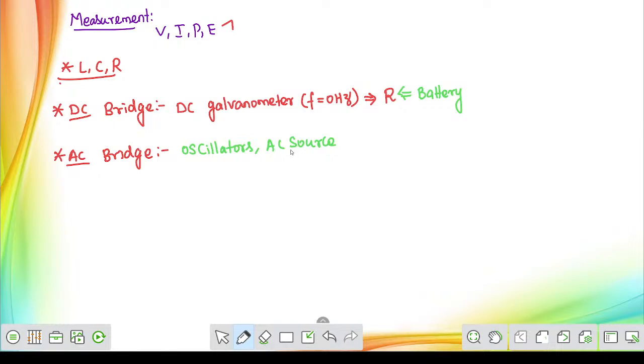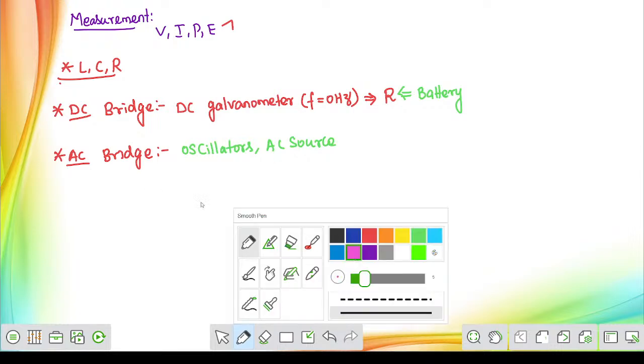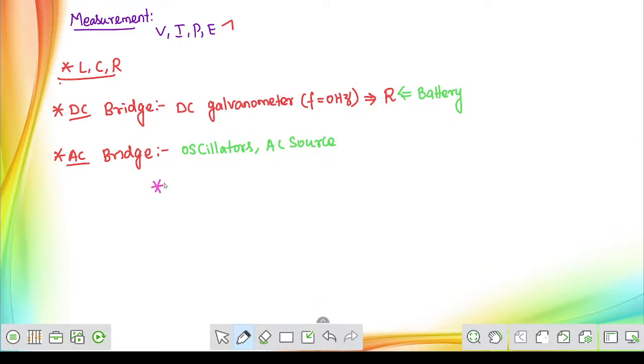Next, under the AC bridge, we have three types of classification. Based on the frequency range, we have three types of AC measurement devices. The first one is the vibrational galvanometer, which has a certain range of frequency. The frequency range of the vibrational galvanometer is 5 to 200 Hz.